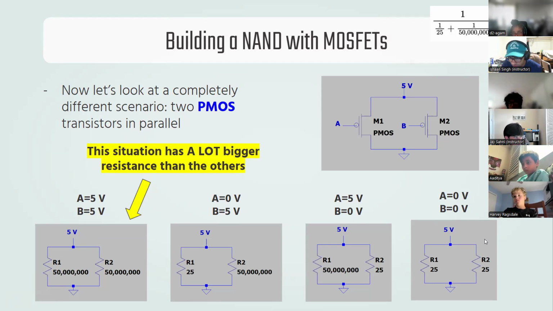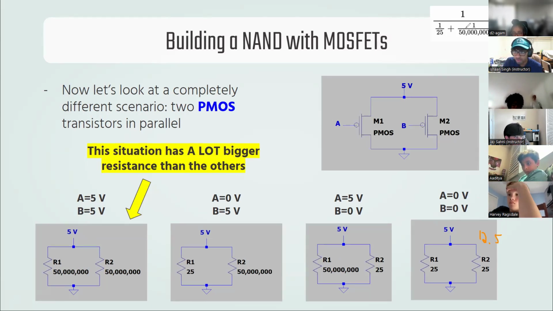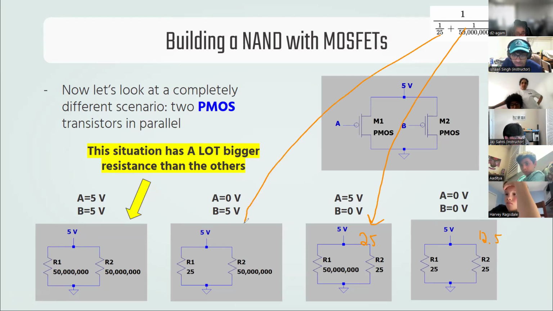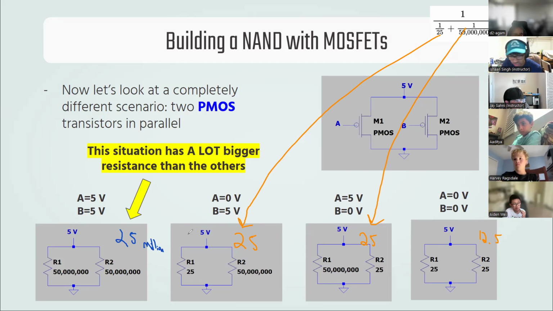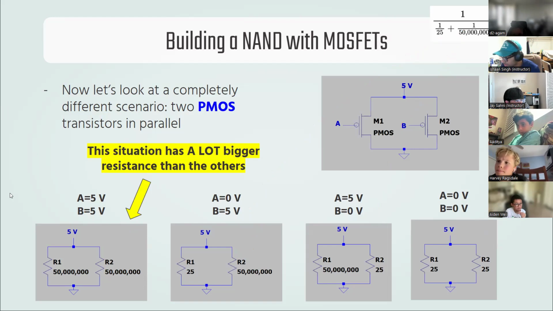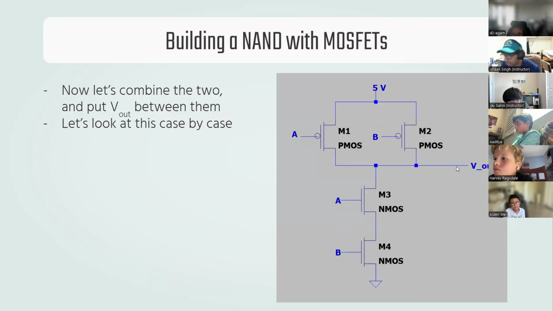So the equivalent resistance here is about 12.5. Here, if you use the formula, okay, you don't have to calculate it yourself. If you use the formula, it's about 24.999, so it's about 25. Here, it's the same thing using the formula for parallel resistance, also about 25. But here, we're actually going to see it's about 25 million, okay? So the resistance on the left, in the case where they're both 5 volts, is way bigger than the resistance on the right. Okay, so now we have a pair configuration of PMOS and a configuration of NMOS that does something. Now let's combine them, okay?